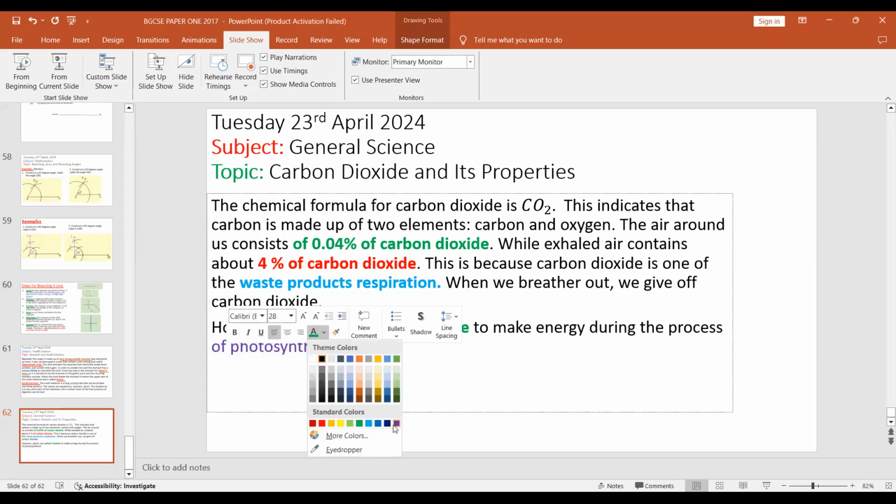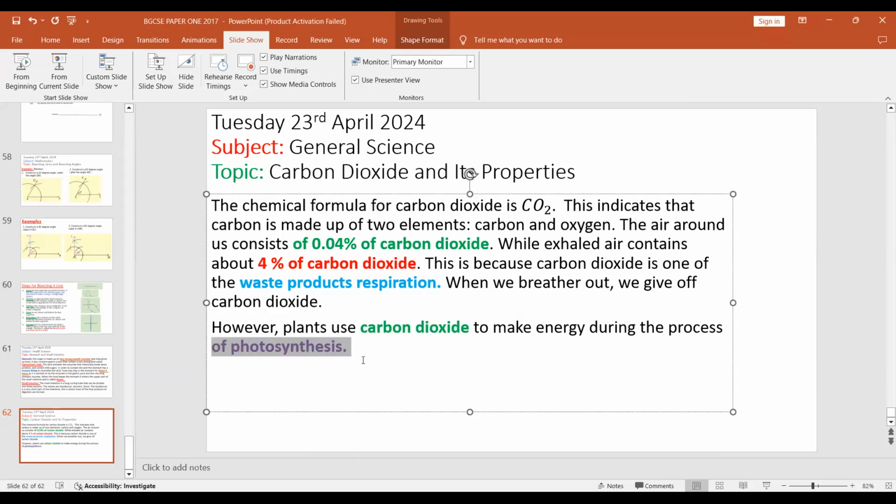That's important. Now, next up, we know its chemical formula, we know its percentage in the air, we know its exhale percentage. We also know what processes involve carbon dioxide: respiration, getting rid of carbon dioxide, and photosynthesis, taking in carbon dioxide. But what else could we know about carbon dioxide, right?